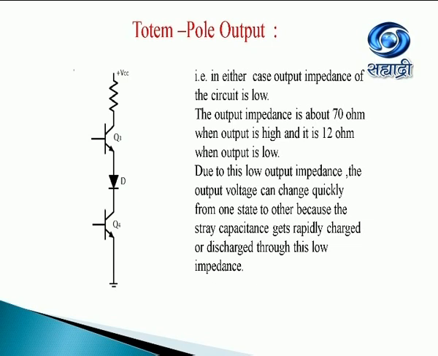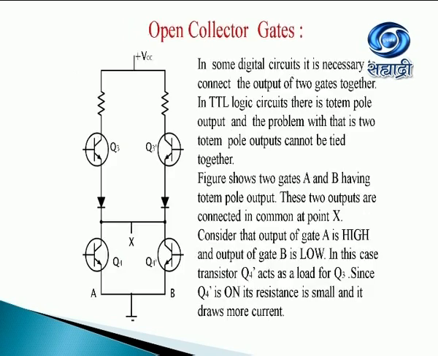The output impedance is about 70 ohm when output is high and it is about 12 ohms when output is low. Due to this low output impedance, the output voltage can change quickly from one state to other because the stray capacitance gets rapidly charged or discharged through this low impedance.